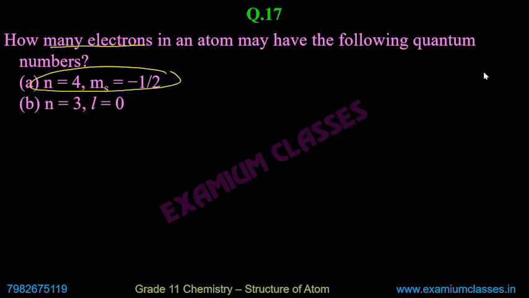Sir, what we would do is take all electrons available for n equal to 4 and then halve it, because they can only have a spin quantum number of plus half. Okay, so what is the answer?